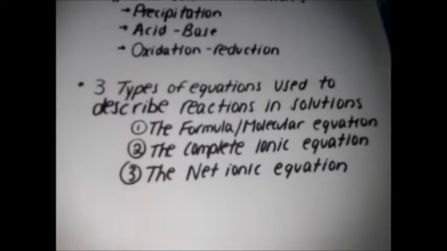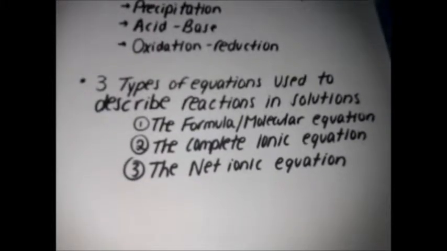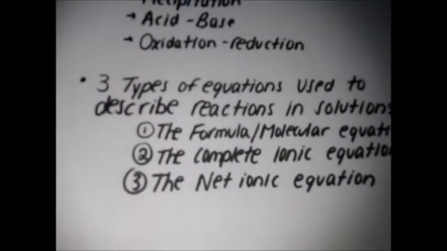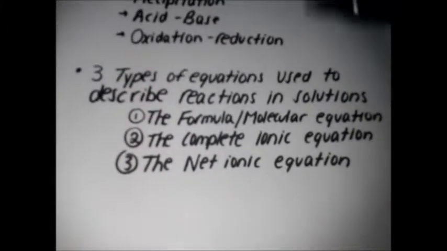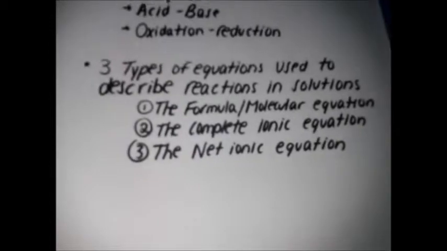Your second type is your complete ionic equation. To get this, you break up the aqueous species in your molecular equation into ions. You only break up your aqueous species. You leave your liquid, gas, and solid compounds alone, but you still respect the balancing. Finally, you have your net ionic equation, which is just canceling what is identical on opposite sides of the reaction. Now, we're going to be doing two quick examples.